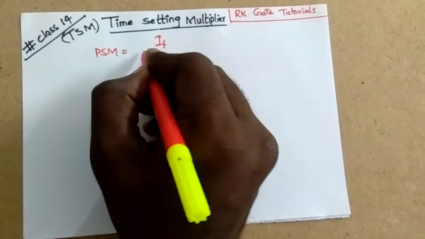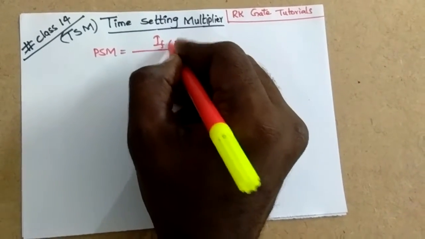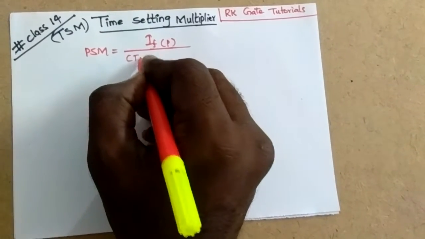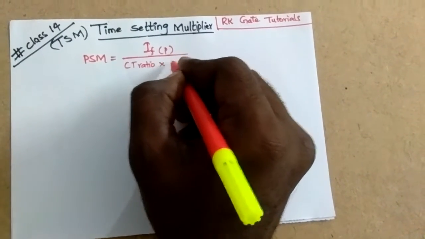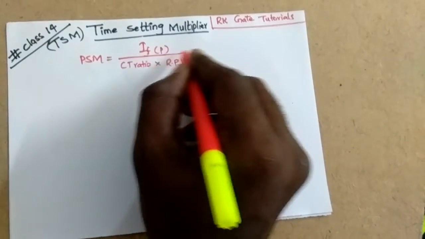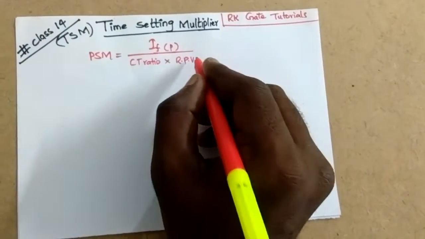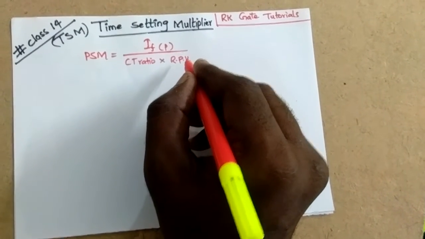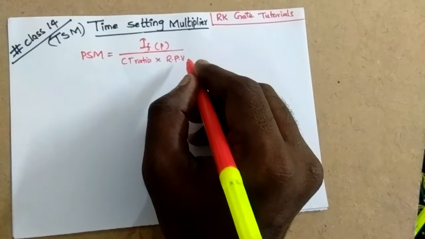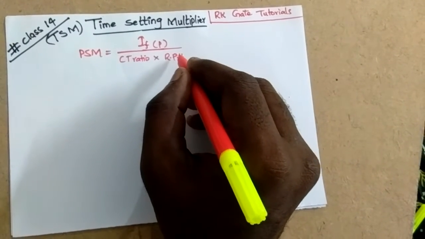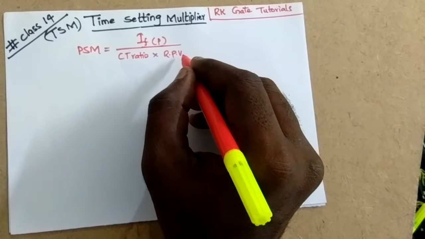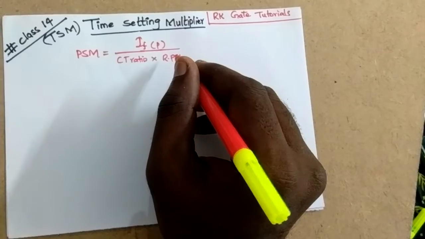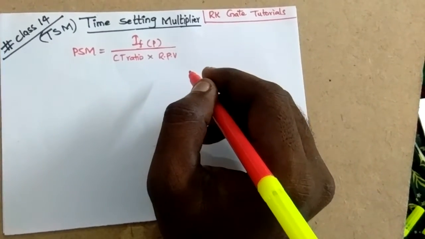The plug setting multiplier can be defined as the fault current on the primary of the CT, I mean the line, over the CT ratio, multiplied by the relay pickup value. And we have seen this relay pickup value as well. Relay pickup value is nothing but the relay setting multiplied by the rating of the relay coil. If the rating of the relay coil is not mentioned, then we will take the secondary of the CT as the rating of the relay coil, because the relay coil is connected to the secondary of the CT.